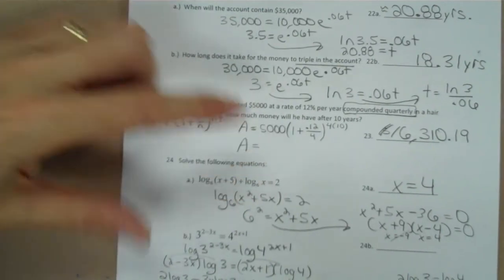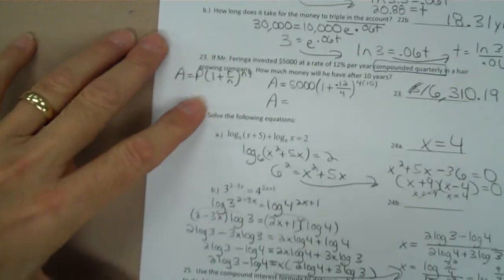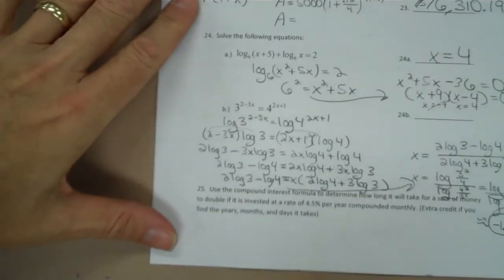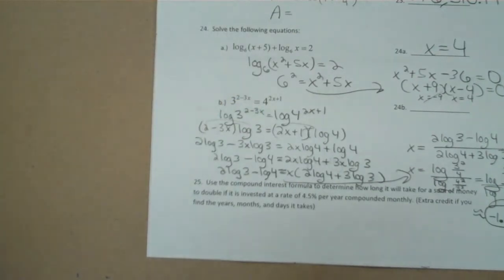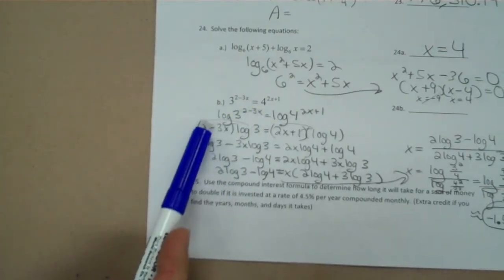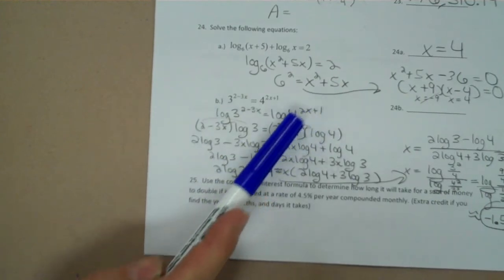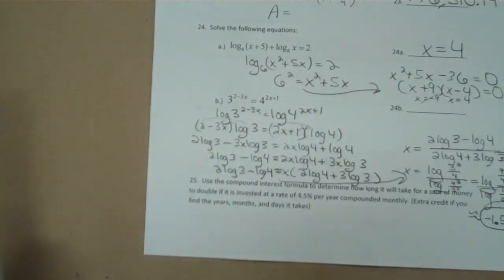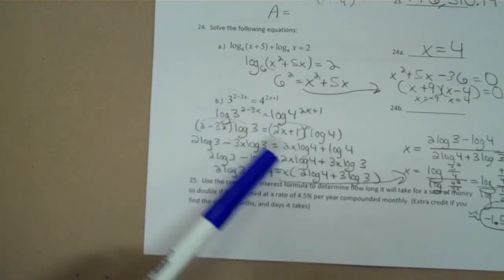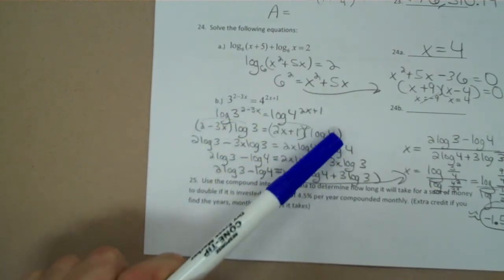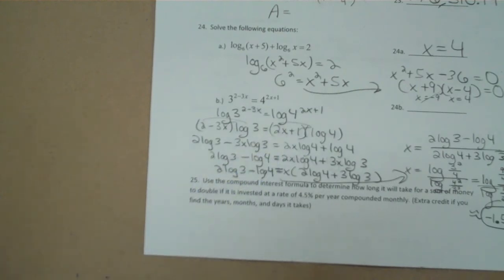Okay, the most challenging ones are probably like 24b. So first you have to take the log of both sides. What that does is allow you to take the exponent and put it out in front. So take this exponent, put it out in front, and then you distribute the log 3 to each of those. That's why they both have a log 3. And then log 4, same thing.